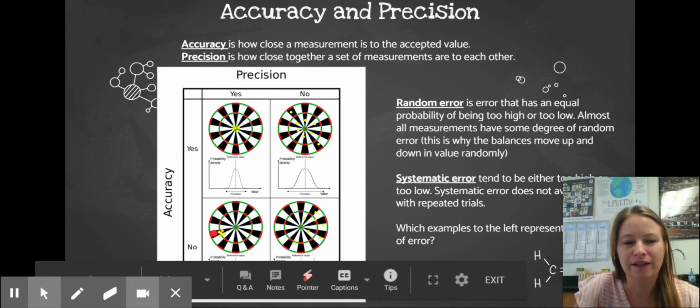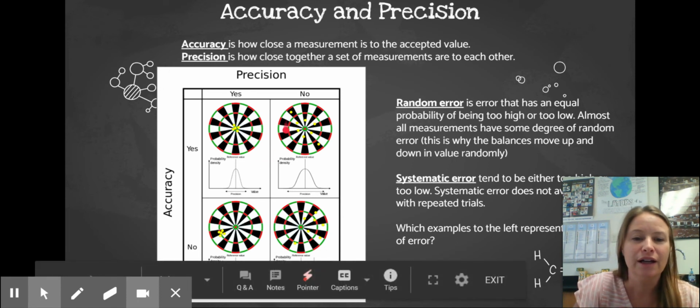Like this little clump right here, if this was an actual bullseye in a darts game, you would say something's wrong with this person's glasses, or when they close one eye, everything shifts. There's something going on there, right? If they can hit it in the same spot every time, but it's off, something's wrong.